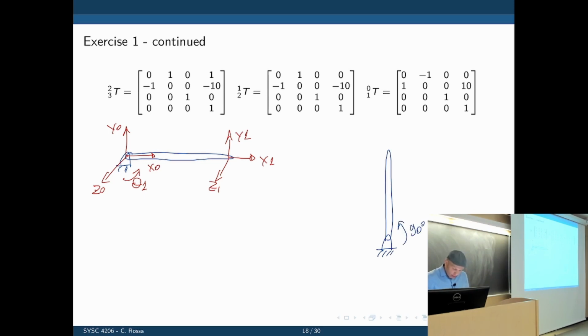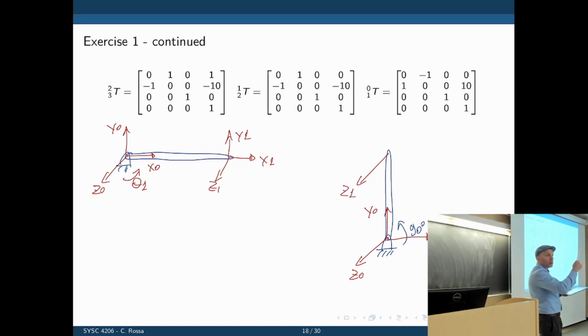Where are the frames now? Frame 0 doesn't move. Where is frame 1? Well, Z1 doesn't move. X1 now goes up. So Z1 comes out of the plane, X1 goes up. You're just taking this and rotating it up.